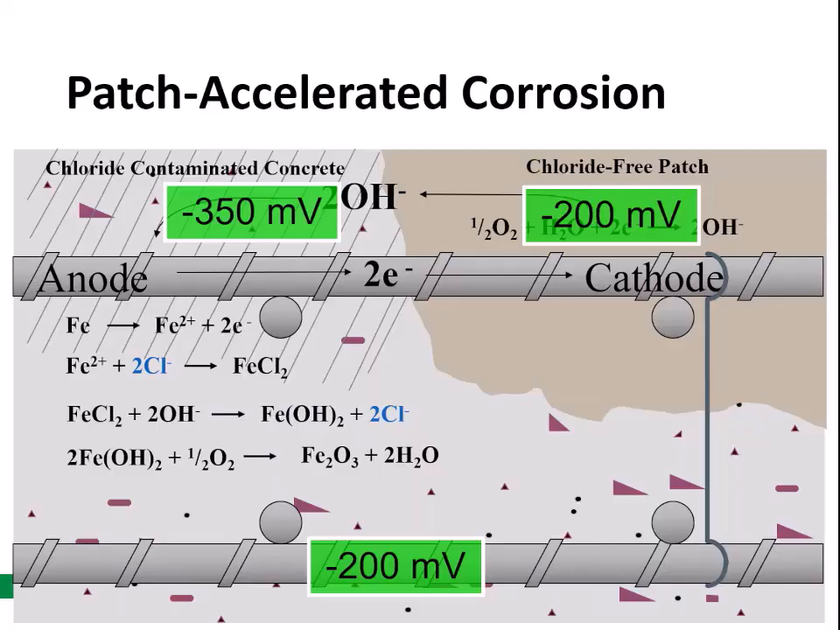First, the steel dissolving to form iron ions, and then ultimately forming Fe2O3, which is the red rust that you're all familiar with. And that will build up on the surface of the steel in the corroding areas, which in this example would be predominantly the area that's just outside of the repair.